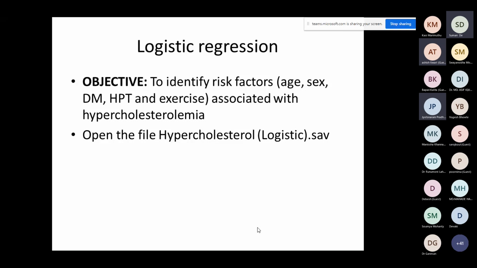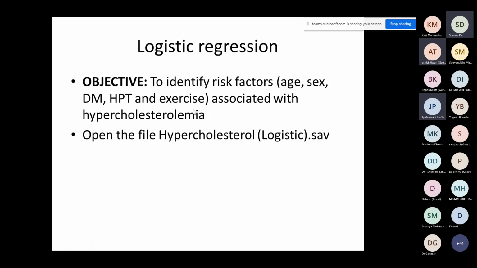One objective of the study: identify the risk factors. The effect, or impact, of age, gender, diabetes, hypertension, and exercise on hypercholesterolemia. How do age, male or female, the candidate having diabetes and also hypertension, and the number of hours he does exercise, predict whether the candidate is hypercholesterol or not in the cholesterol range?